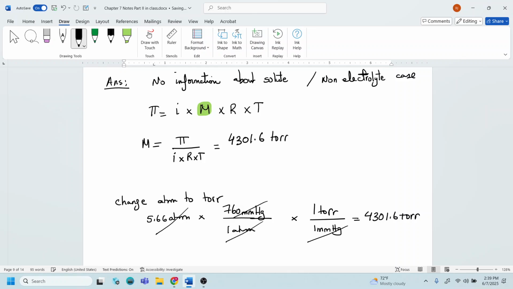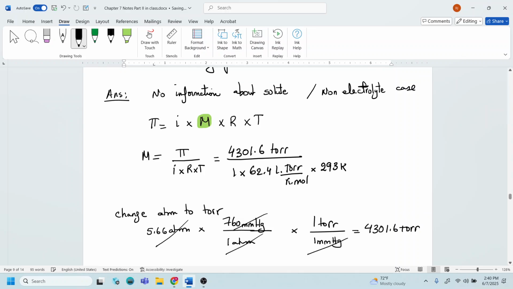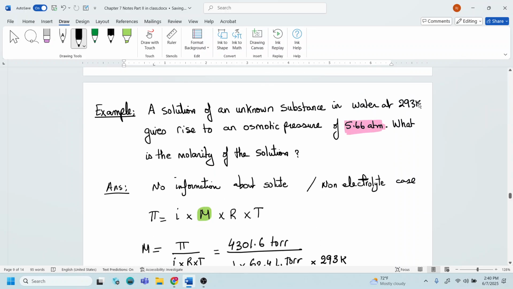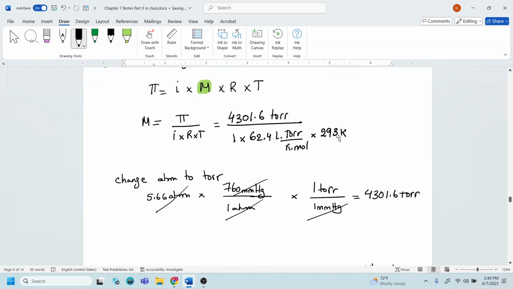So this is going to be 4301.6 torrs divided by 1 times the R here, which is 62.4 liter torr per K mole, times 293 Kelvin. The temperature that they are giving here is 293, so this is what we are going to use. Okay, so here you go.